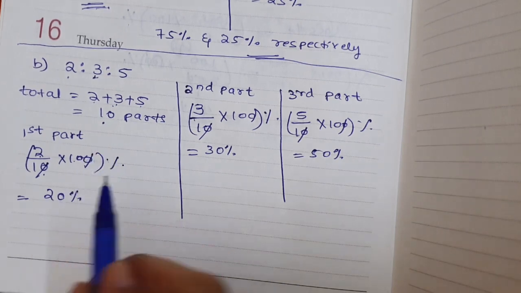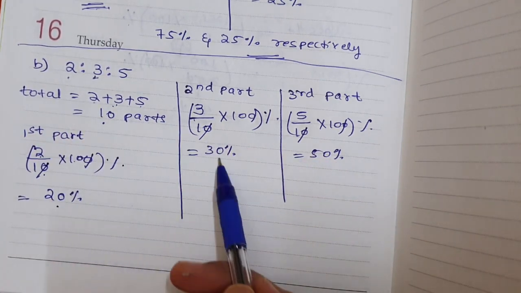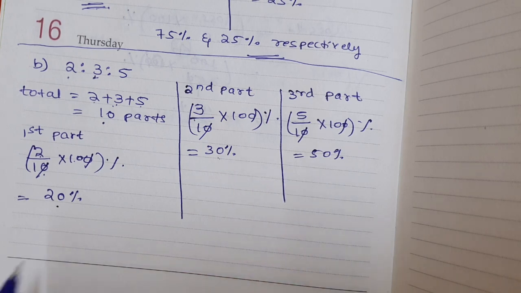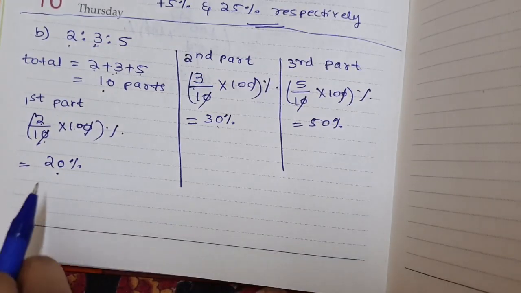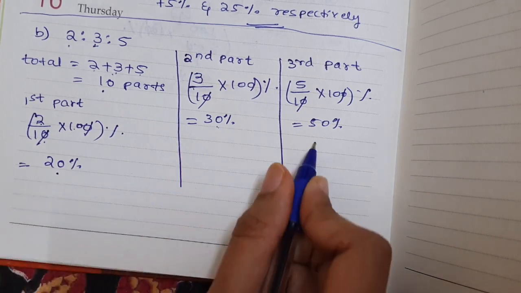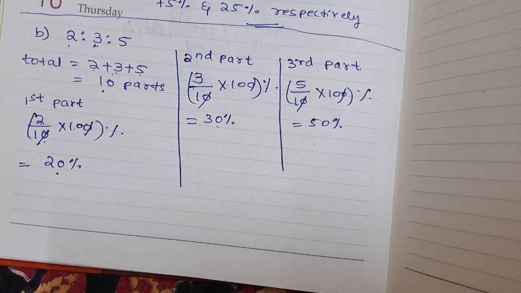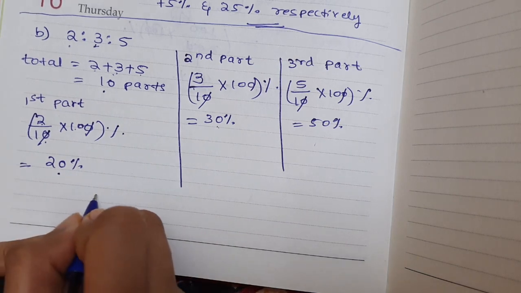Okay. Now we are done with the calculation. We got 20%, 30% and 50%. But we don't know whether this is correct or not. I can tell you one thing to cross verify whether the answer is correct or not. Just add all these percentages. After adding these percentages, you should get 100% as a result. Okay, let me show you.